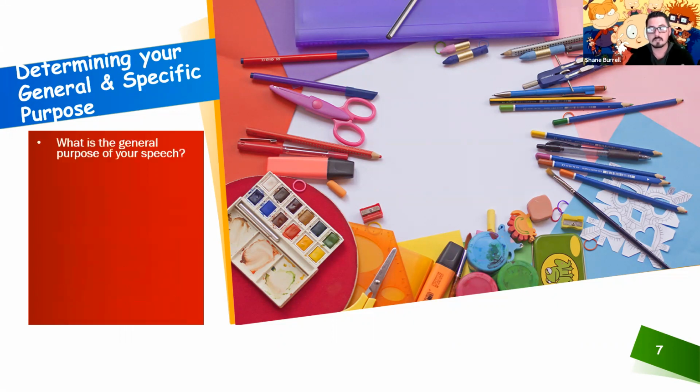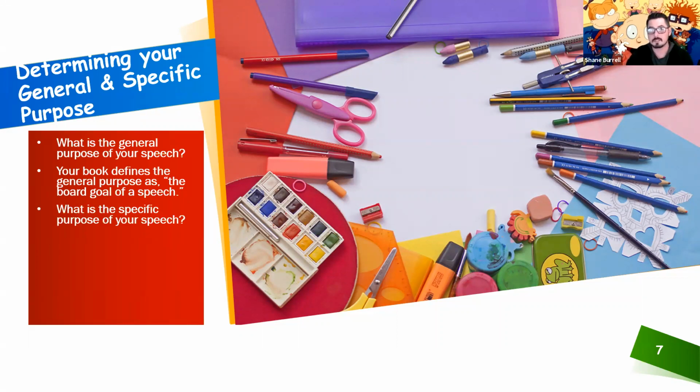So first, what is the general purpose of your speech? This is defined in your book as the broad goal of the speech. So if you're going to give us an informative speech about space, your broad goal is that you're giving us an informative speech about space. That's the broad goal: you're going to talk about space. But what is the more specific purpose of a speech?